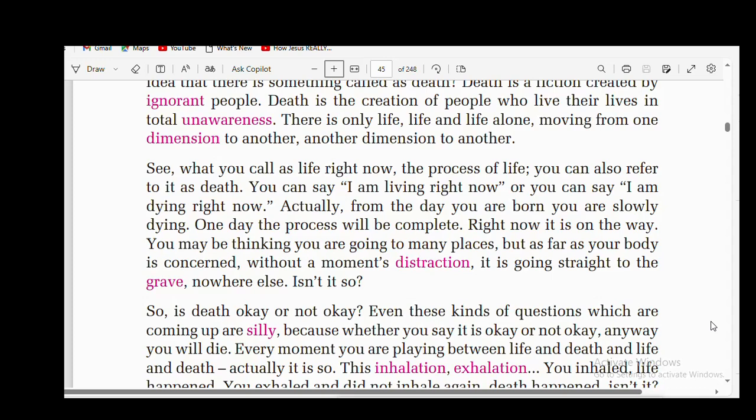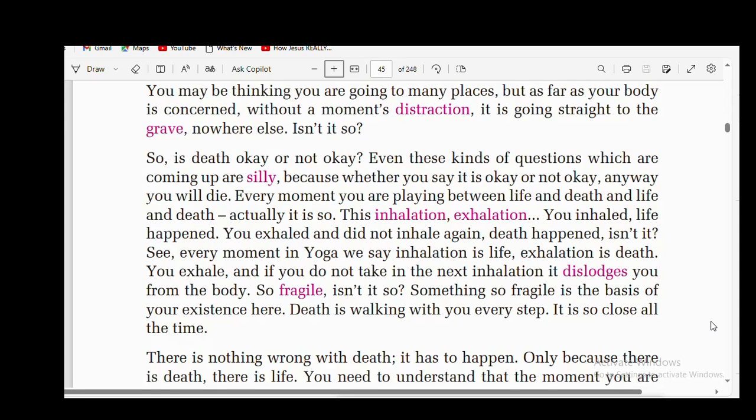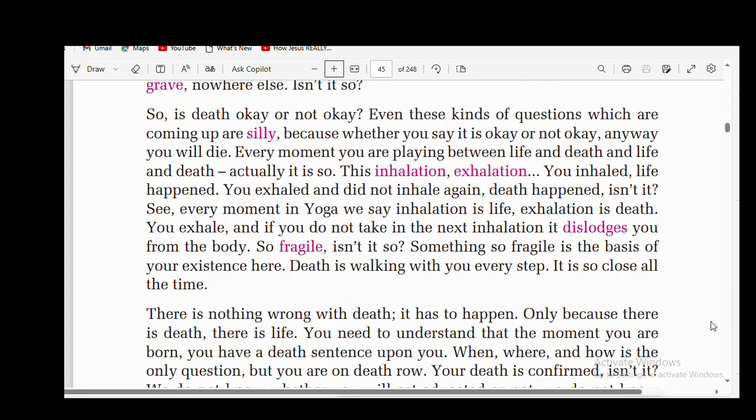So when a person reaches the graveyard or grave, his life is completed. Nowhere else. Isn't it true? So is death okay or not okay? How is death? Even these kinds of questions are stupid or silly, foolish. Because whether you say it is okay or not okay, anyway you will die. Whether our opinion about that is right or not right, ultimately we will die one day. Every moment you are playing between life and death.